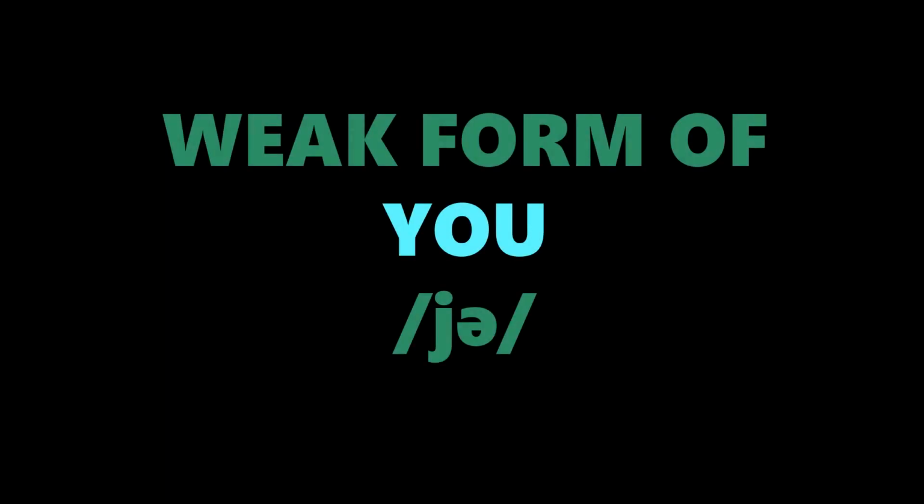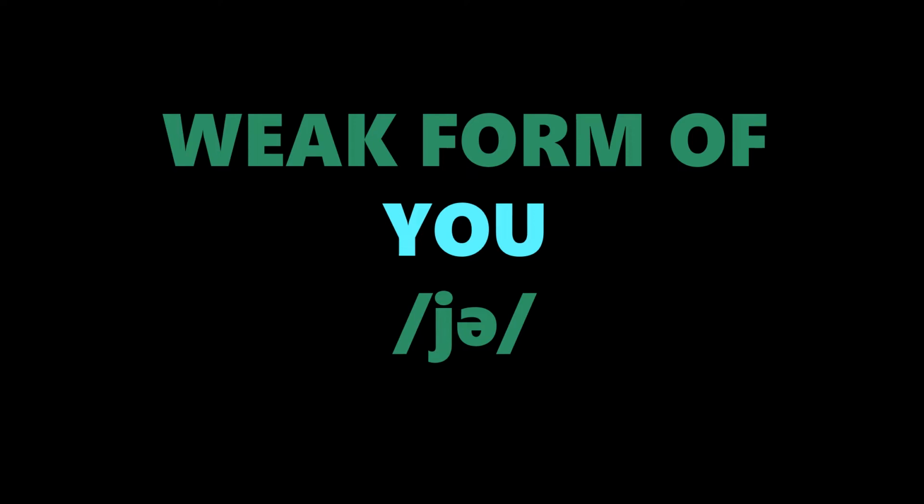So here it is. The weak form with the schwa is simply y. So repeat after me nice and loud. Y. Easy. So what we're going to do now, a couple of times, is repeat the strong and then the weak forms, just to contrast them out loud.